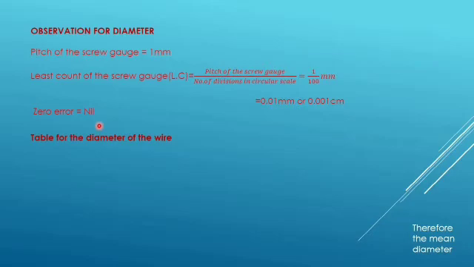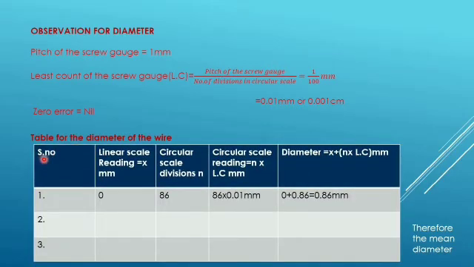So for the table for the diameter of the wire, we'll be writing serial number, linear scale reading, that is x mm, circular scale division n, circular scale reading n into least count. This n multiplied with the least count, that is 0.01, and the diameter. Diameter equals x, this linear scale reading, plus circular scale reading into least count, LC.